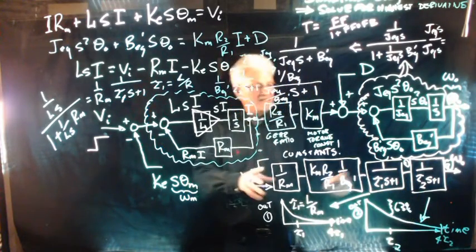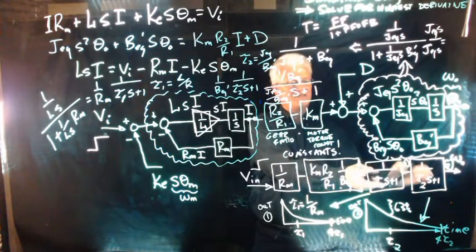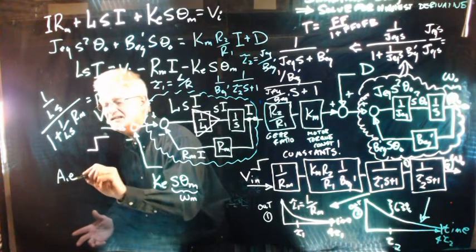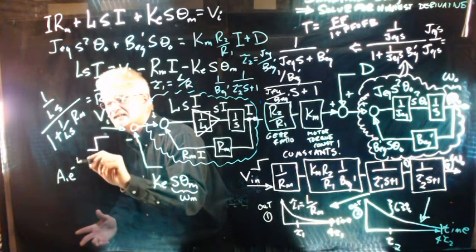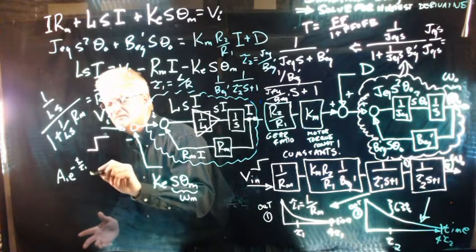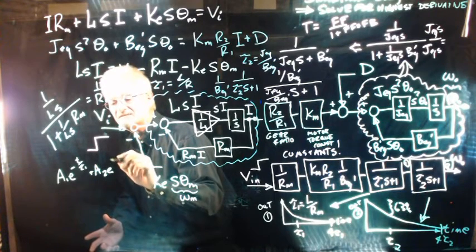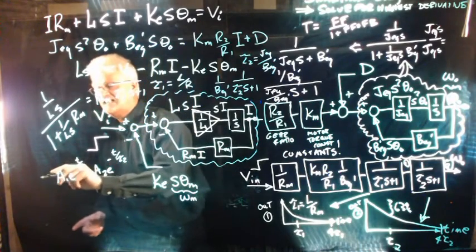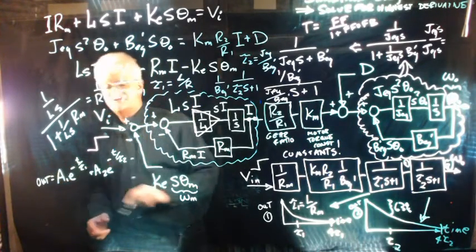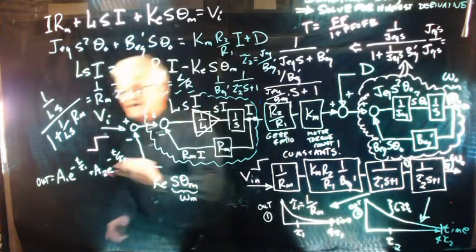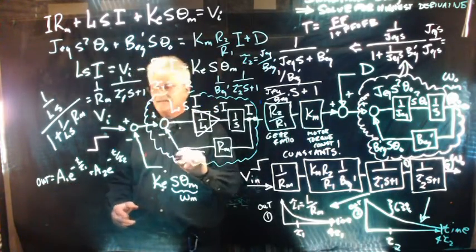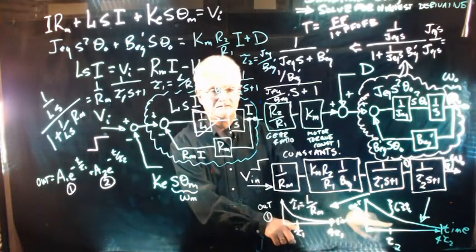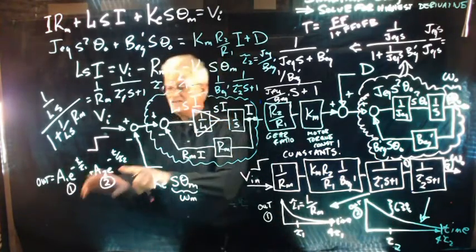And then when I solve this, I'm going to get something that looks like this form. It's going to be A1 e to the minus t over tau 1 plus A2 e to the minus t over tau 2, right? That's going to be the output. The total output's going to look something like that. And I've done those. This is 1, and this is 2 over here. 1 and 2, right? This is 1. This is 2.